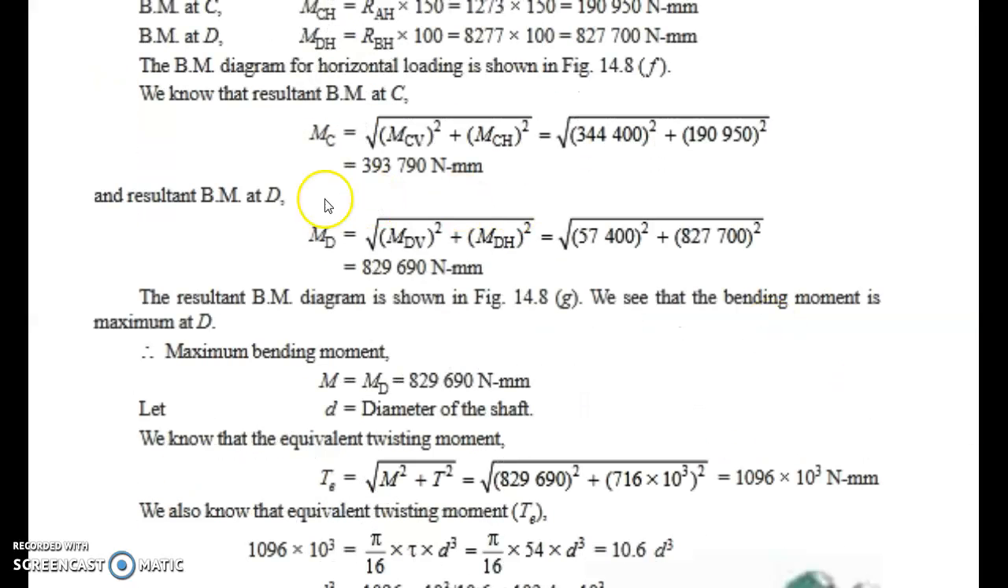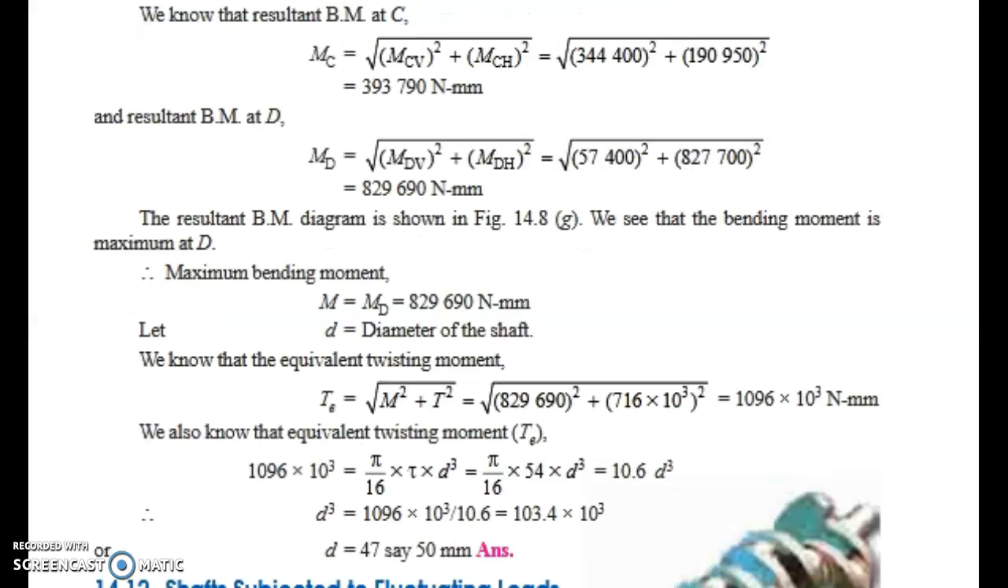Similarly, we can find the value of the bending moment at D. So compare these two values. Which value is greater? The greater value is at point D, that is 829.69 into 10 raised to 3 Newton millimeter. So using that value, we can find the diameter. Thus, we can find the diameter using this equation. For the equivalent twisting moment, we know that Te is equal to root of M square plus T square. M is for the maximum value, that is the greater value here at point D, 829.69 into 10 raised to 3.